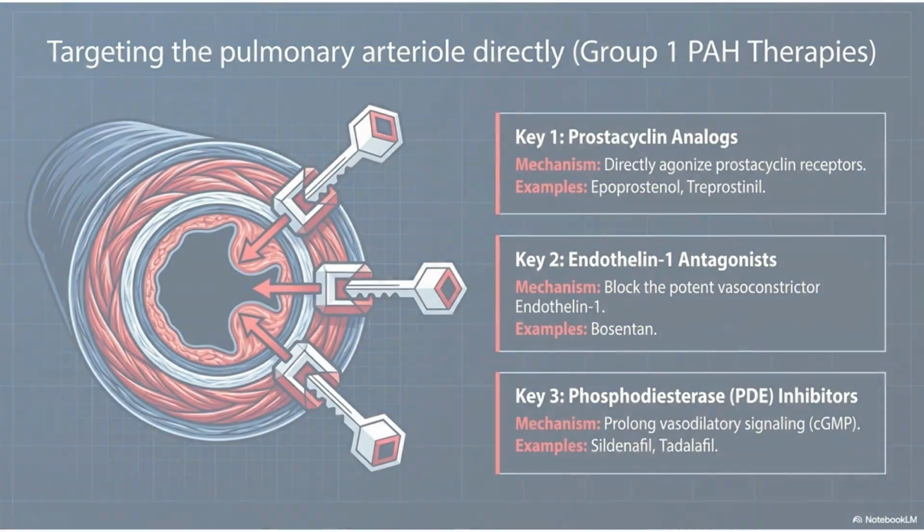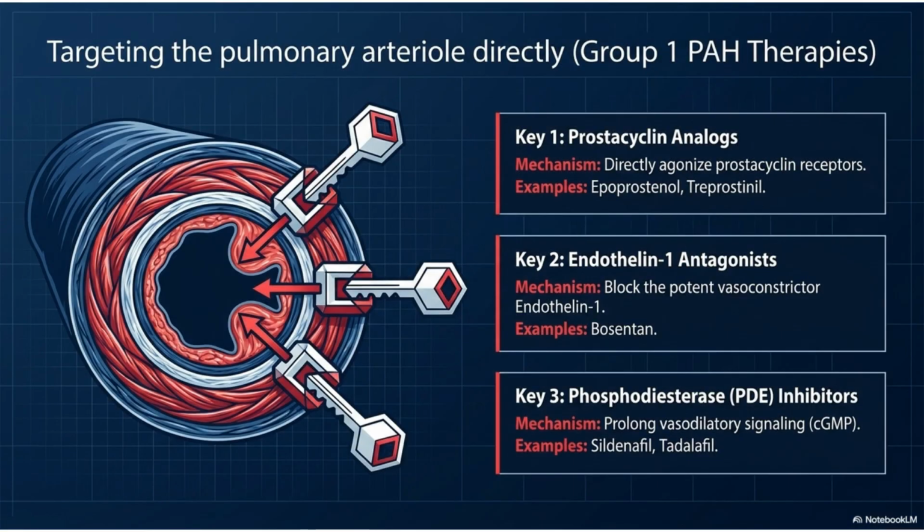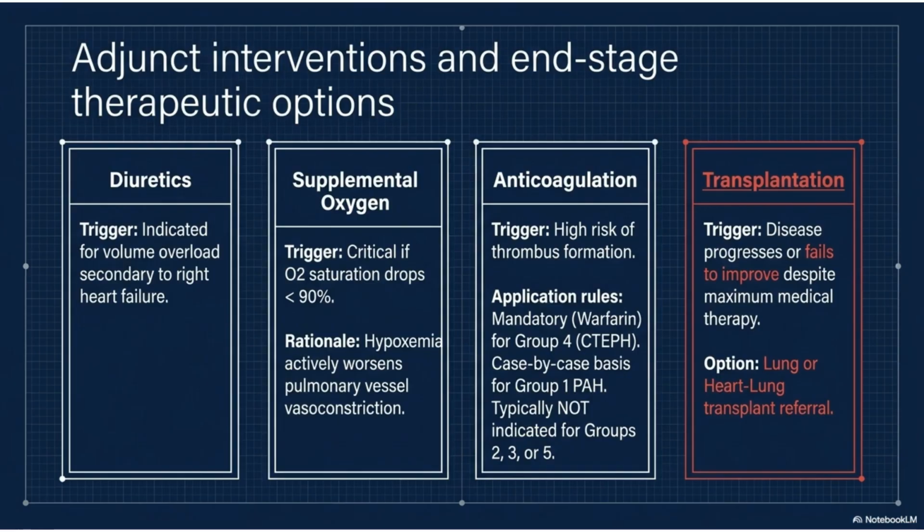Group 1 PAH therapies directly target the pulmonary arteriole through three key mechanisms: prostacyclin analogs, endothelin-1 antagonists, and phosphodiesterase inhibitors. Adjunct interventions include diuretics for volume overload and supplemental oxygen for hypoxemia. Anticoagulation is mandatory for Group 4 CTEPH.